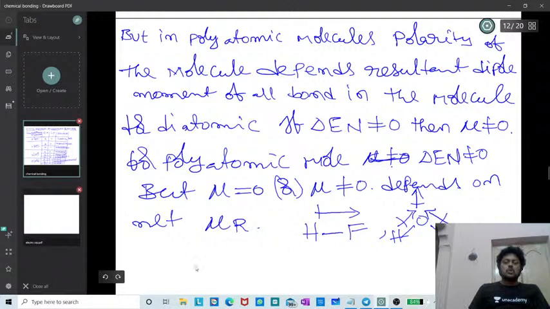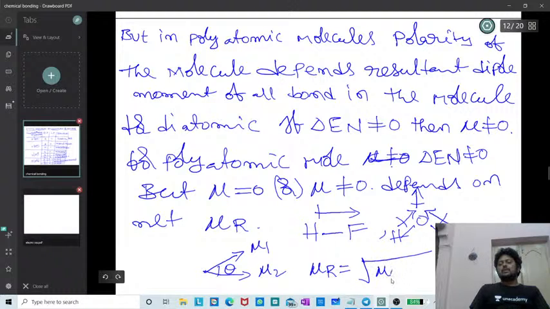So mu r: for example, if we have two dipole vectors, mu1 and mu2, separated by an angle theta, the resultant dipole moment mu r is equal to the square root of mu1 square plus mu2 square plus 2 mu1 mu2 cos theta. If theta is equal to 0, cos theta value is 1, and if theta is equal to 180, cos theta is equal to minus 1.